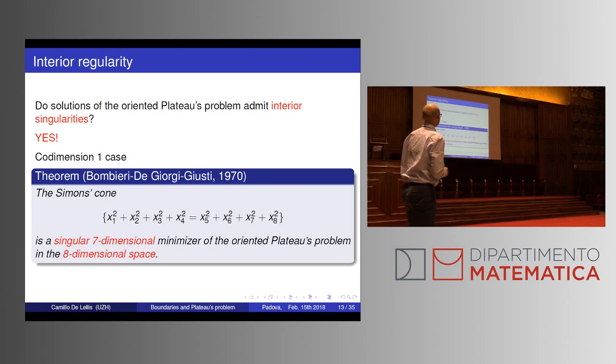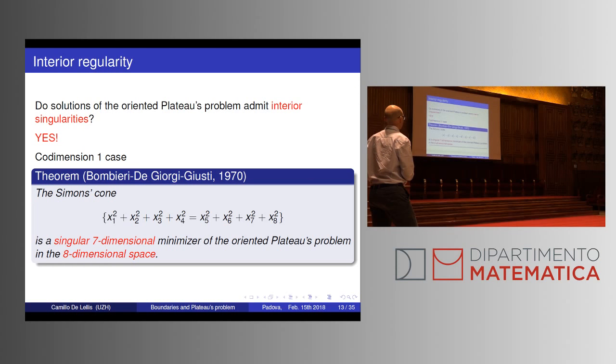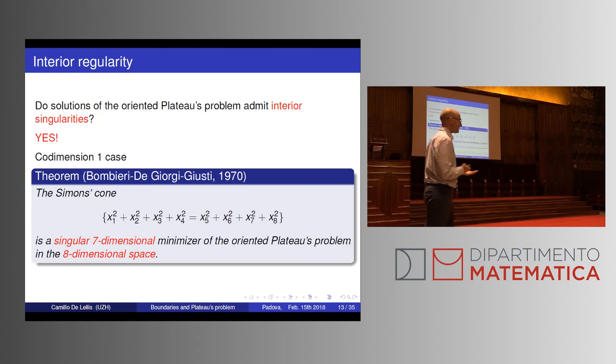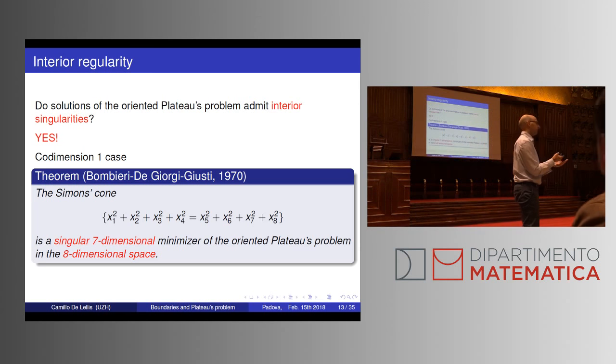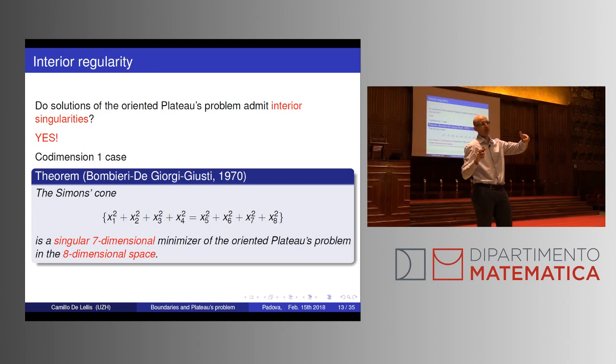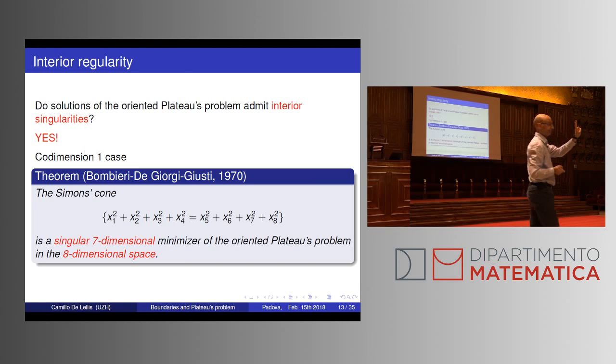So one interesting situation, and the best studied situation, is the so-called codimension 1 case. What does it mean, codimension 1 case? This is very similar to the original Plateau problem. Your ambient space has one dimension more than your minimizer. So for instance, the Plateau problem is in the three-dimensional space, you look for two-dimensional surfaces which minimize the area. So the minimizer has dimension 2, the ambient geometry has dimension 3. So one less. So this is called codimension 1.